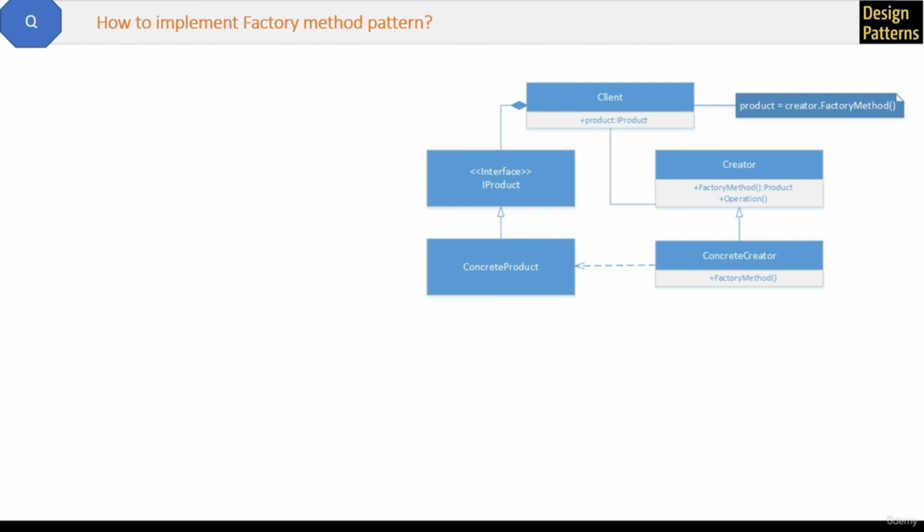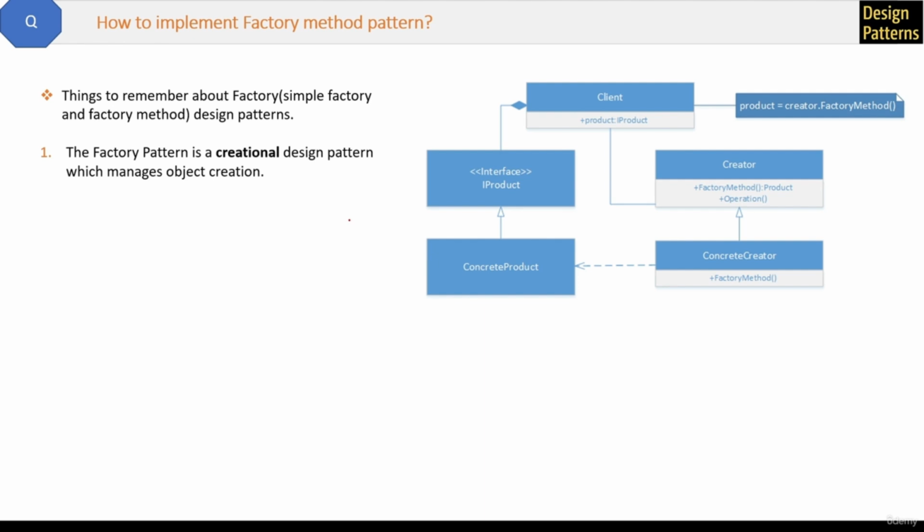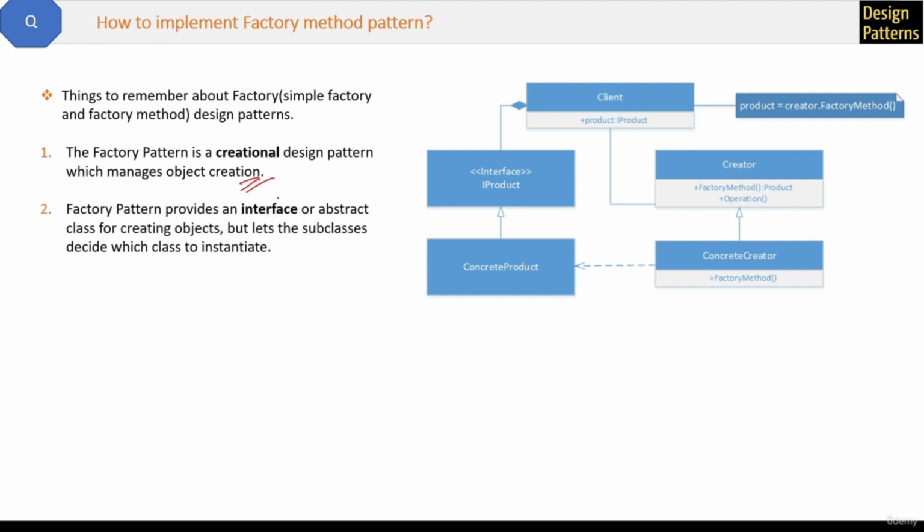So here is the first point. The factory pattern is a creational design pattern which manages object creation. You know it, right? The second point is that the factory pattern provides an interface or abstract class for creating objects, but lets the subclasses decide which class to instantiate. So one class is there for creating objects, some kind of factory class, but the subclasses will decide which object they want to create.